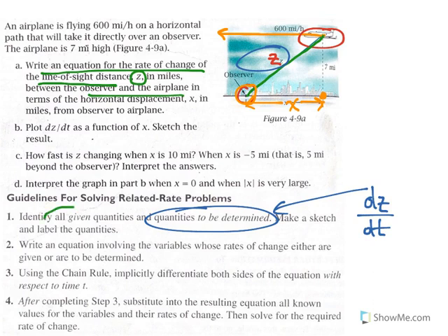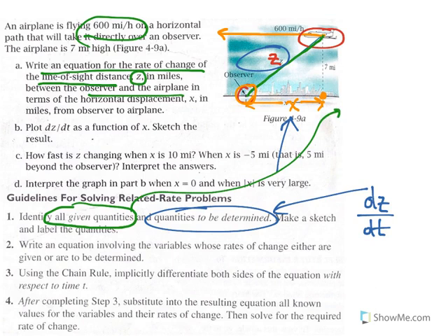Now, what quantity do we know? Because in step 1, we want to identify not just quantities to be determined, but quantities that are given. We're given that the plane is moving at a rate of 600 miles per hour. And the plane is moving horizontally, which means this horizontal distance between the observer and a point on the ground directly below the plane will be changing at 600 miles per hour. So here's a quantity that's given. We're given that dx/dt is equal to, I'm going to write negative 600 miles per hour.